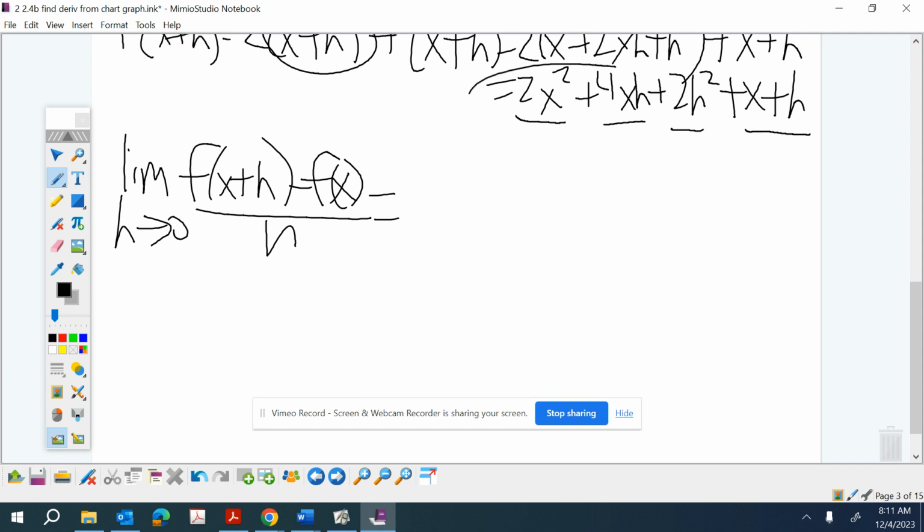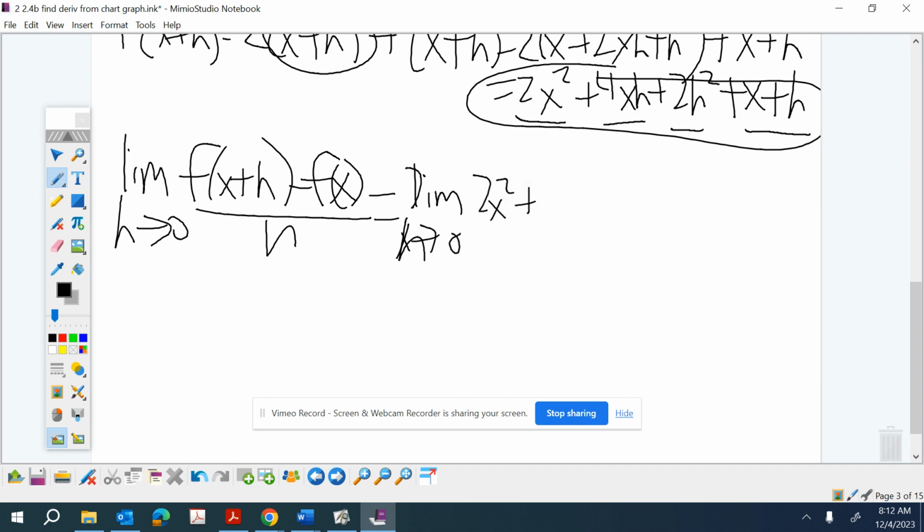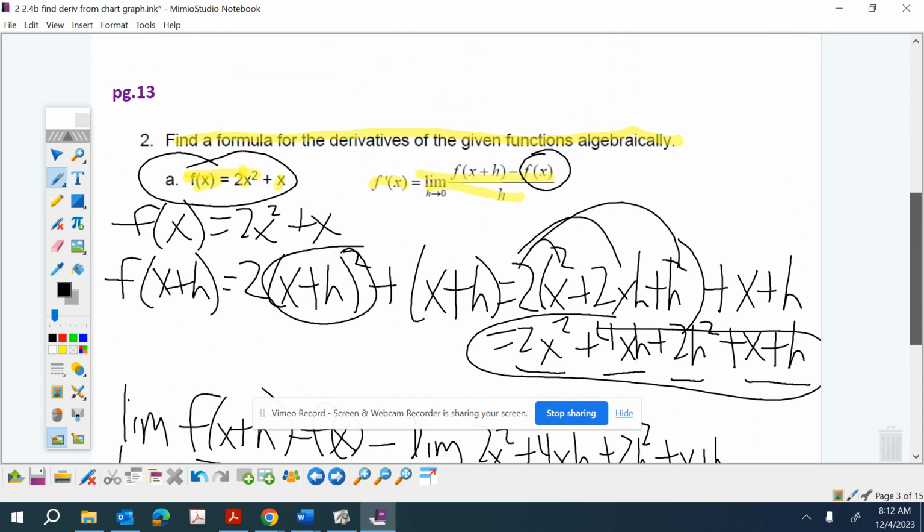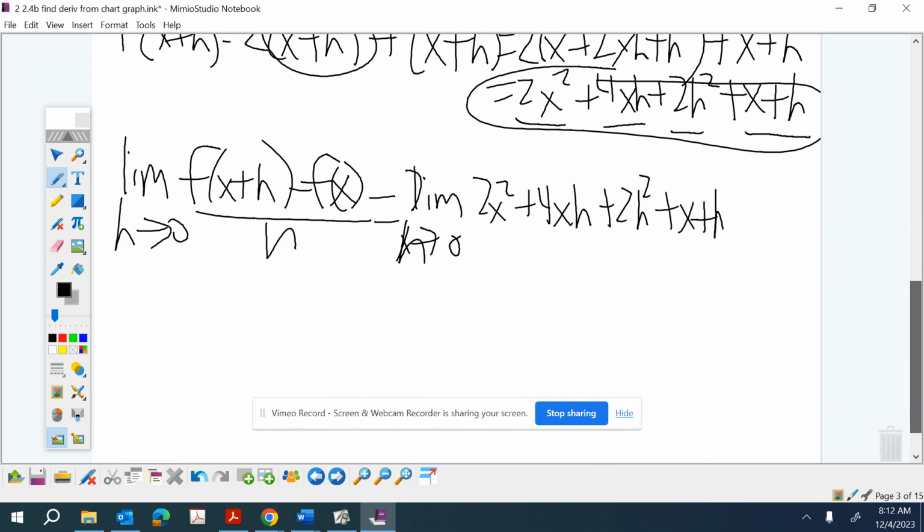So what I have here is the f of x plus h. Oh, I have to write limit. Limit, h approaches 0 of 2x squared plus 4xh plus 2h squared plus x plus h. And now go back to your original formula, 2x squared plus x. That's what you're subtracting, and you must distribute this negative.